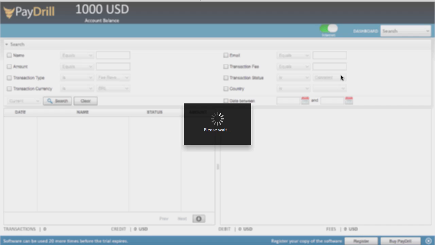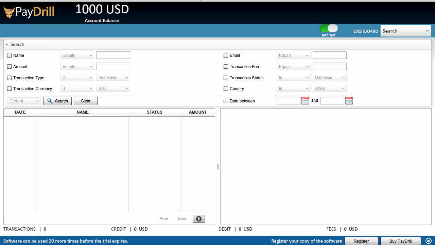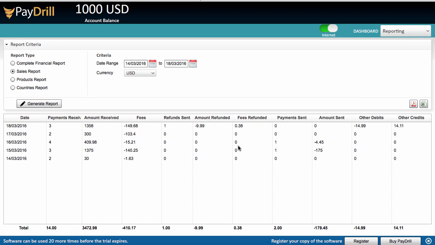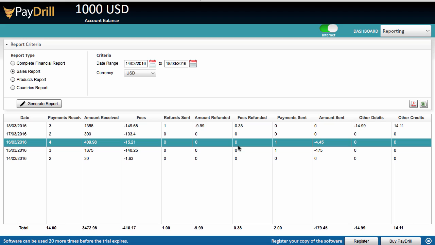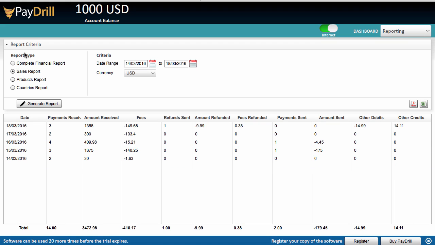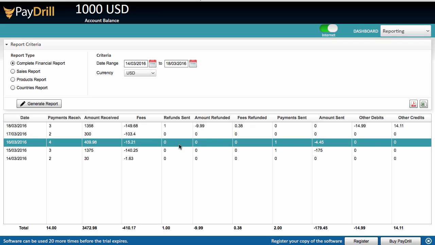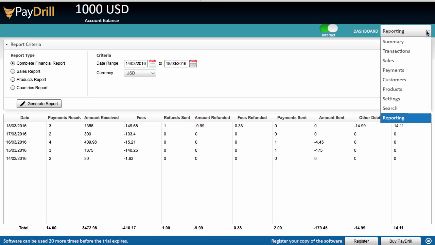You've got a search function here, so you can search for different payments or particular payments, or categorize payments of a certain type. And you've got reports here as well, so you can generate a sales report, a complete financial report, which is really cool. So for your accountant or something like that, you can generate a complete financial report, products report, and countries report as well. So this is a software that's basically going to make it easier to use PayPal.